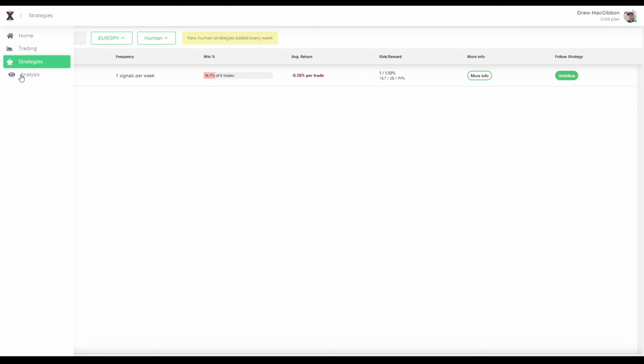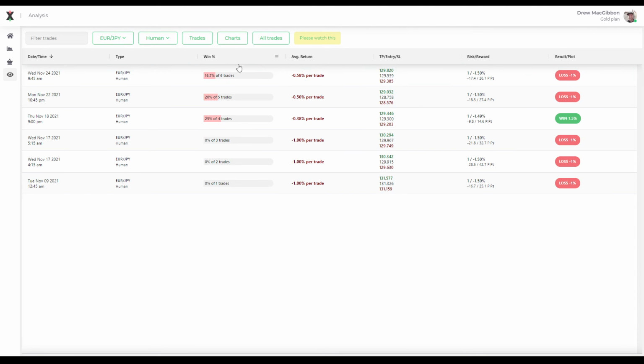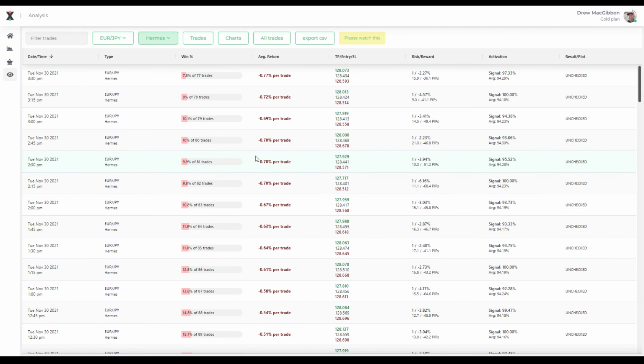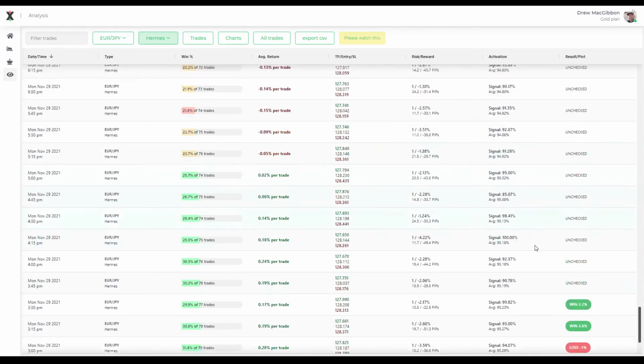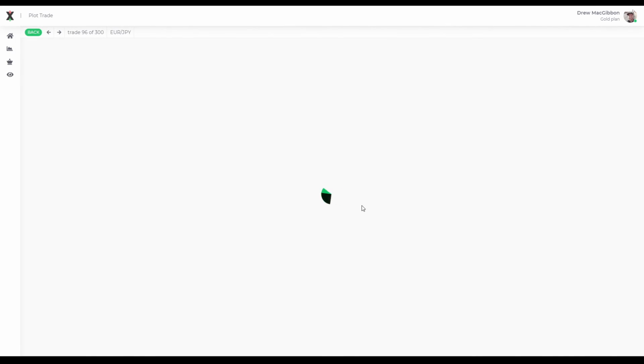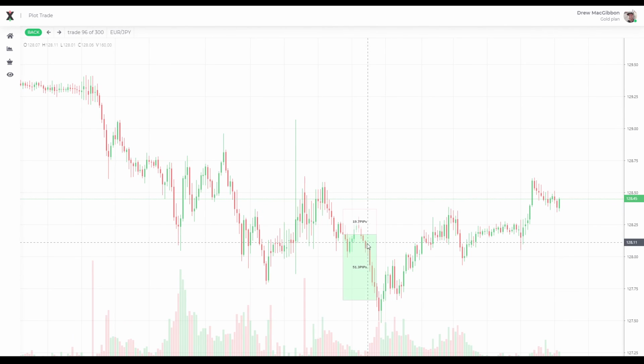I'll quickly go over some other stuff that I added. So one was the ability, on the analysis page, being where all of the trades are stored for human, hybrid, and Hermes strategies, to also individually plot these trades and cycle through them. So we can see here we have a winning Euro JPY trade with a 19 pip stop loss and 51 pip take profit. So this is a good trade.